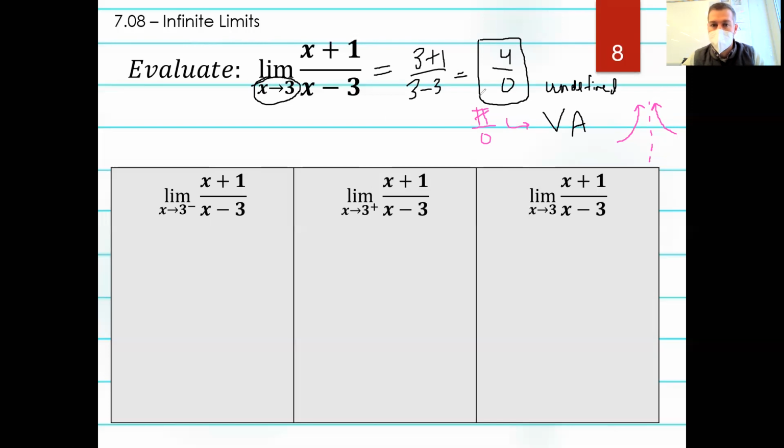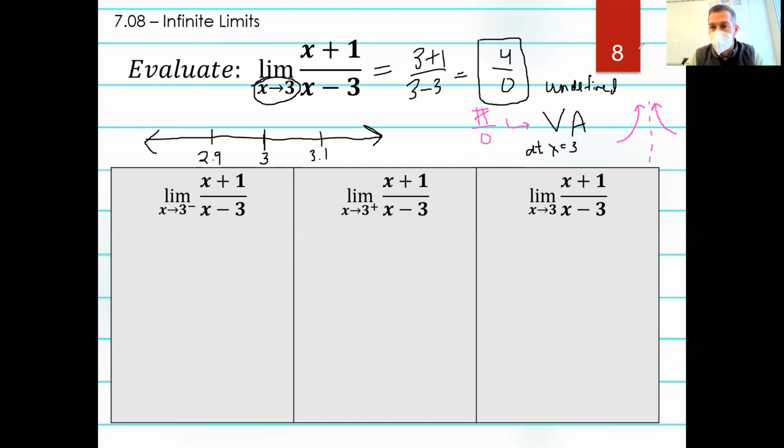Well, we already tried to plug in 3, and that didn't work. So what do we do instead? This is what we call the sign test. We can't plug in 3, so we're going to plug in numbers very, very close to 3. Let's think about our number line. Obviously on either side of 3 we've got 2 and 4, but we want to get even closer than that, because the closer we can get to our vertical asymptote, the more we'll know about the direction our graph is heading. So we're going to choose numbers that are 1 decimal place away, like 2.9 and 3.1, one just to the left and one just to the right.